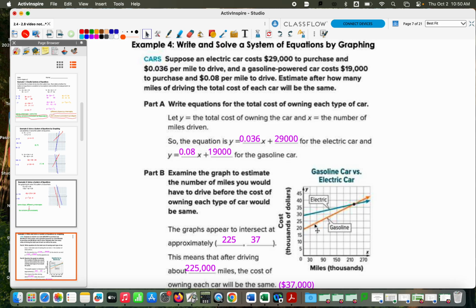You can see the gasoline car is always lower, always cheaper until we get to this point. Then the gasoline car becomes more expensive and the electric car becomes cheaper. Obviously, depending on the car and the gas prices and all that stuff, this would change in the real world. So I'm hopeful that one day we'll have a better deal with electric cars and they would become more affordable. Right now, according to this graph, the gasoline cars are still a little bit better, maybe because they're cheaper to buy. All right, bring questions to class.